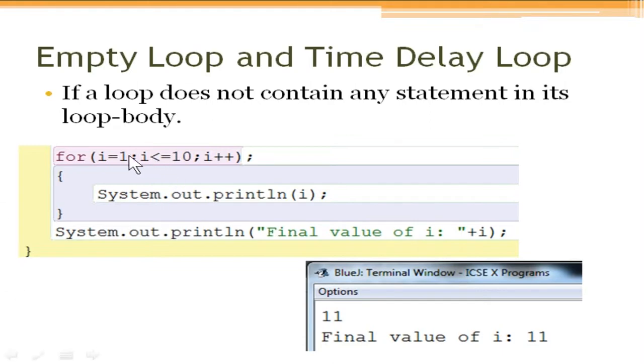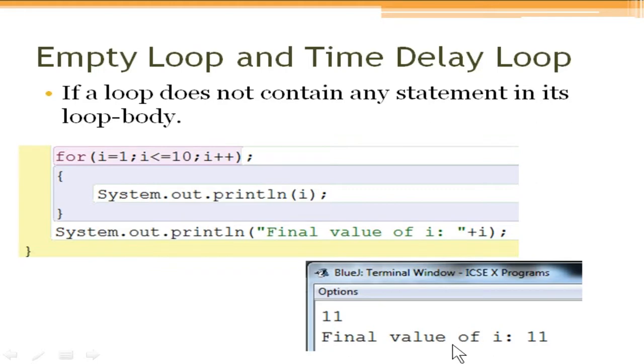How to use it is, you just use a loop statement and then end it with a semicolon. If you do this, it doesn't enter the body of the loop, it executes by itself. After the full loop has been executed, 1 to 10 times, it enters the loop once, prints the I value, comes out of the loop and prints the final value of I.